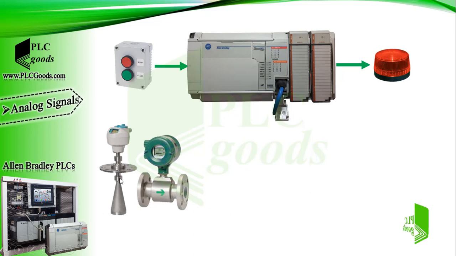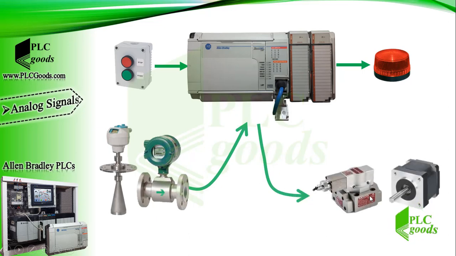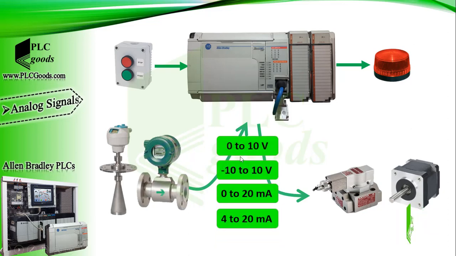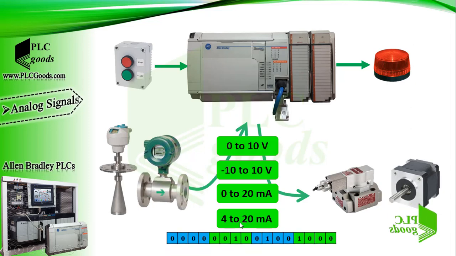On the other side, there are many devices, such as these level and flow meter transmitters, and also some actuators, which use analog signals. For example, a voltage between 0 to 10 volts. Other basic signals are -10 to 10 volts, 0 to 20 mA, 4 to 20 mA, and other types of signals. To store and use these signals in the PLC program, we need more than one bit, usually 16 bits.